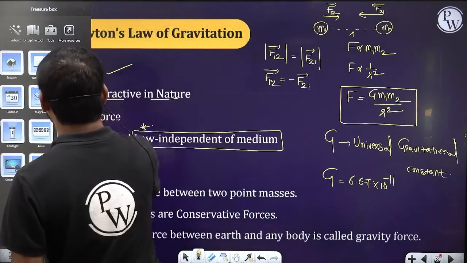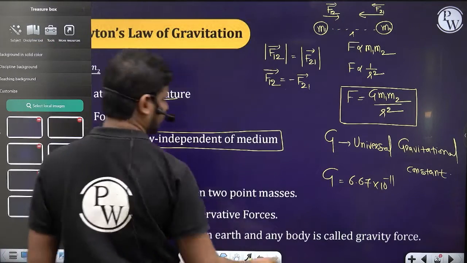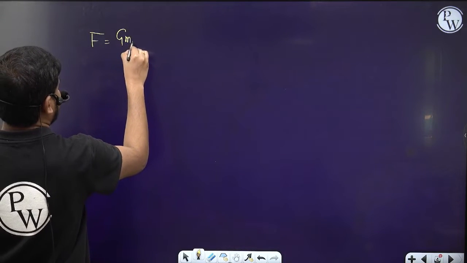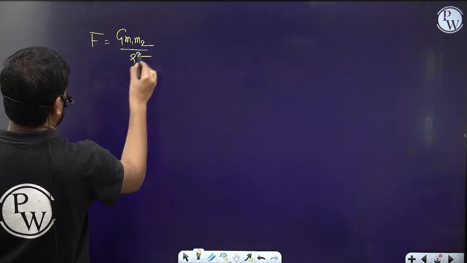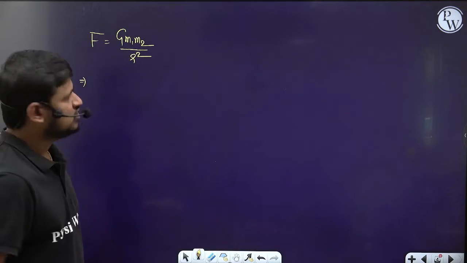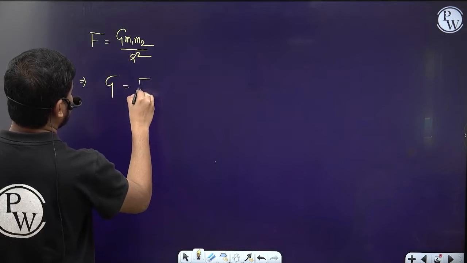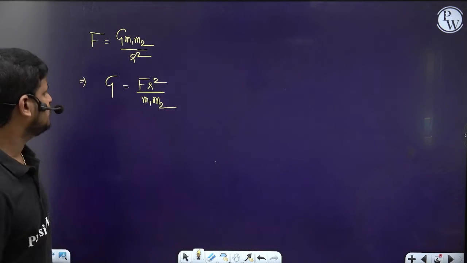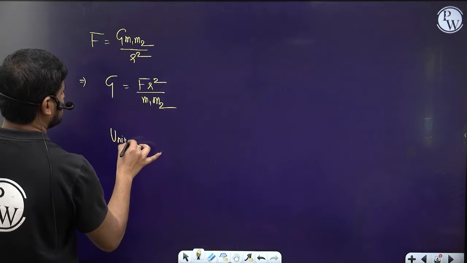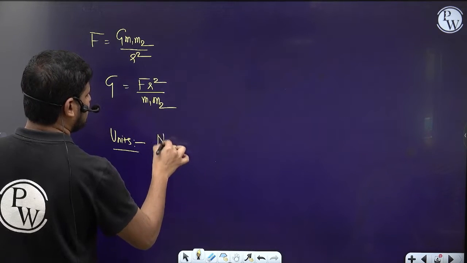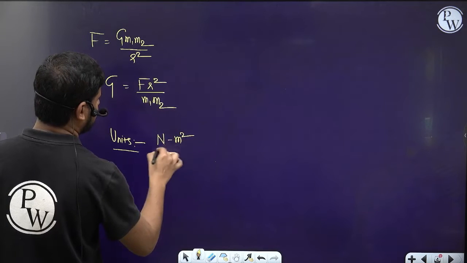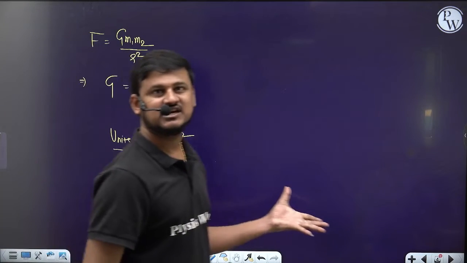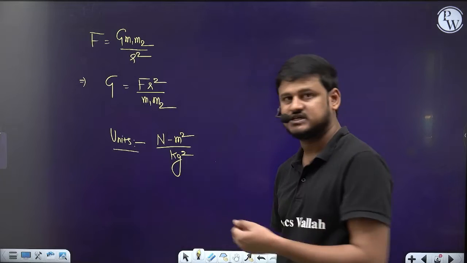Let me tell you how to remember this simply. The force F is equal to G m1 m2 by r squared, right? From here, if you need the units of G, G is equal to F r squared by m1 m2. So the units: force is Newton, distance squared is meter squared, by mass kg and mass kg, so kg squared. We already discussed this in the units and measurement chapter, the first chapter itself.